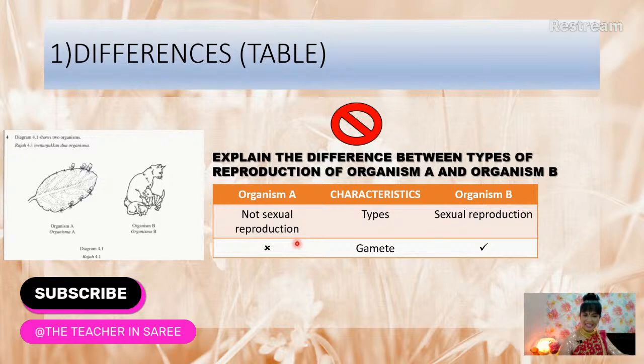Okay. So for organism A, if you put it in the table, look at how the student did. Not a sexual reproduction. Sexual reproduction. This is what we call negative and positive.